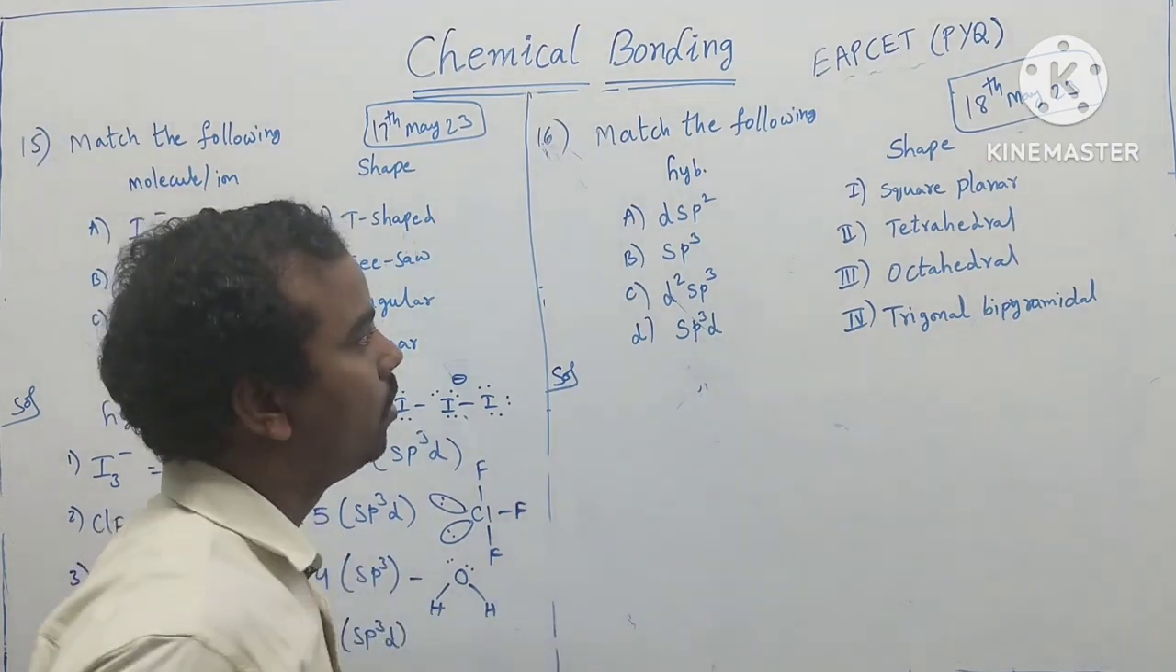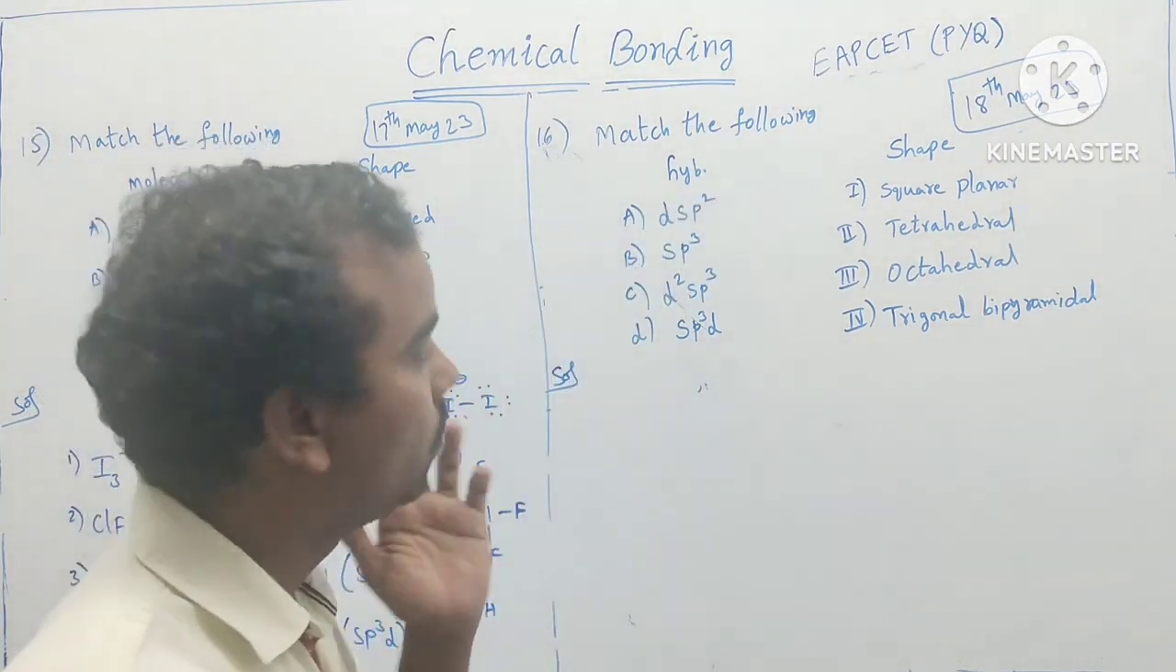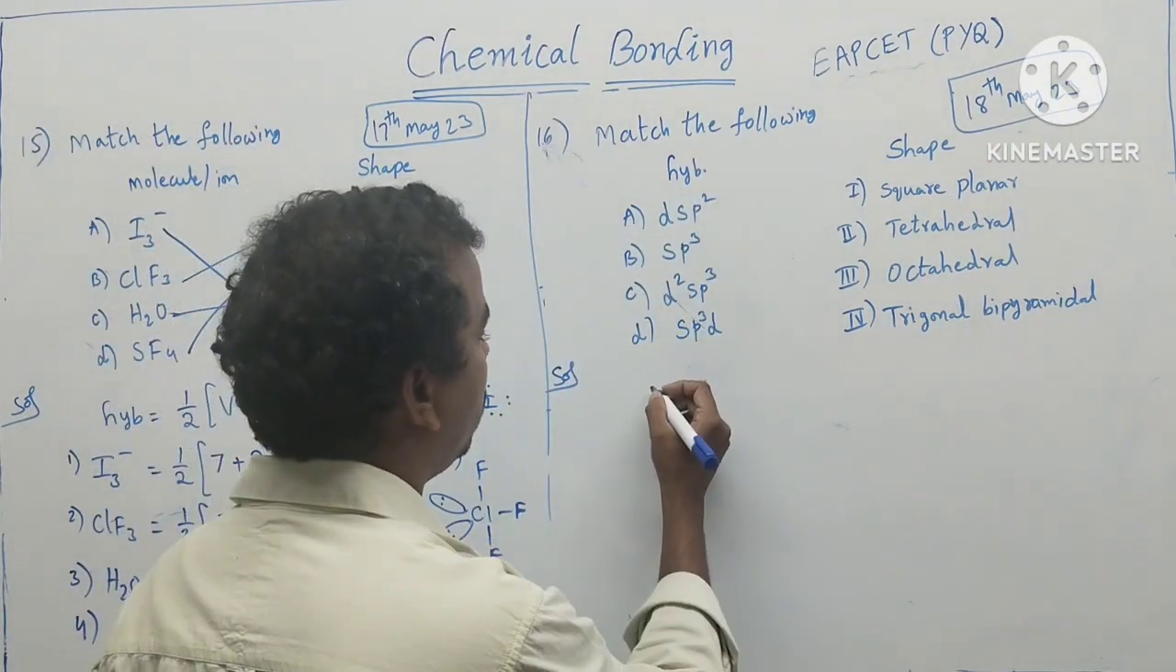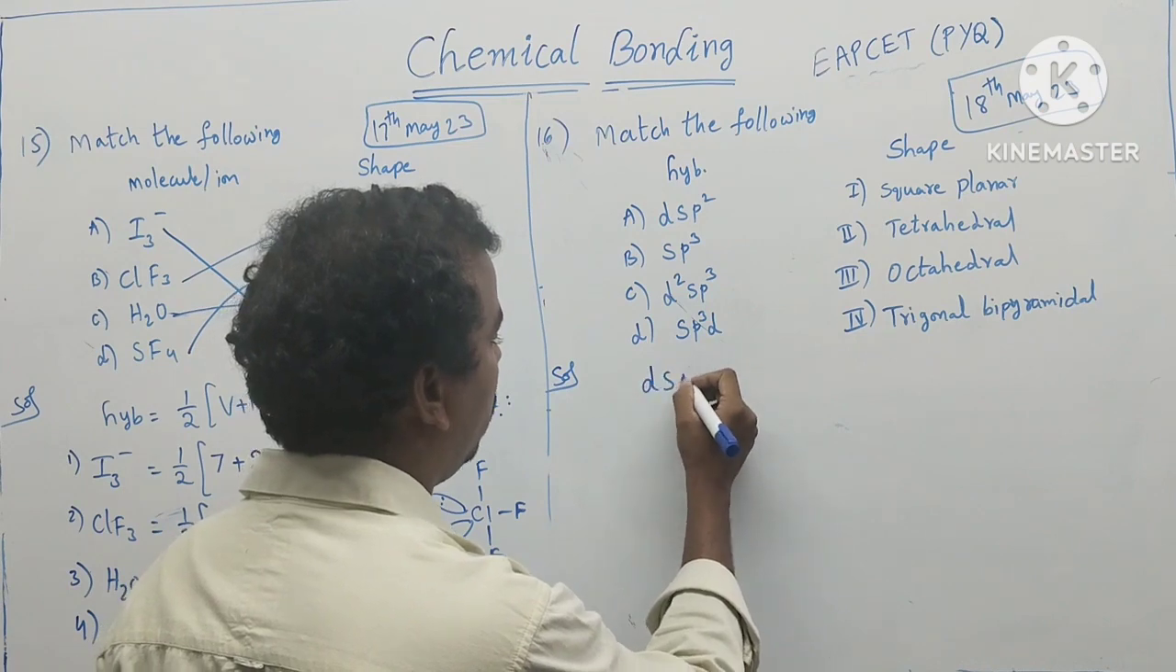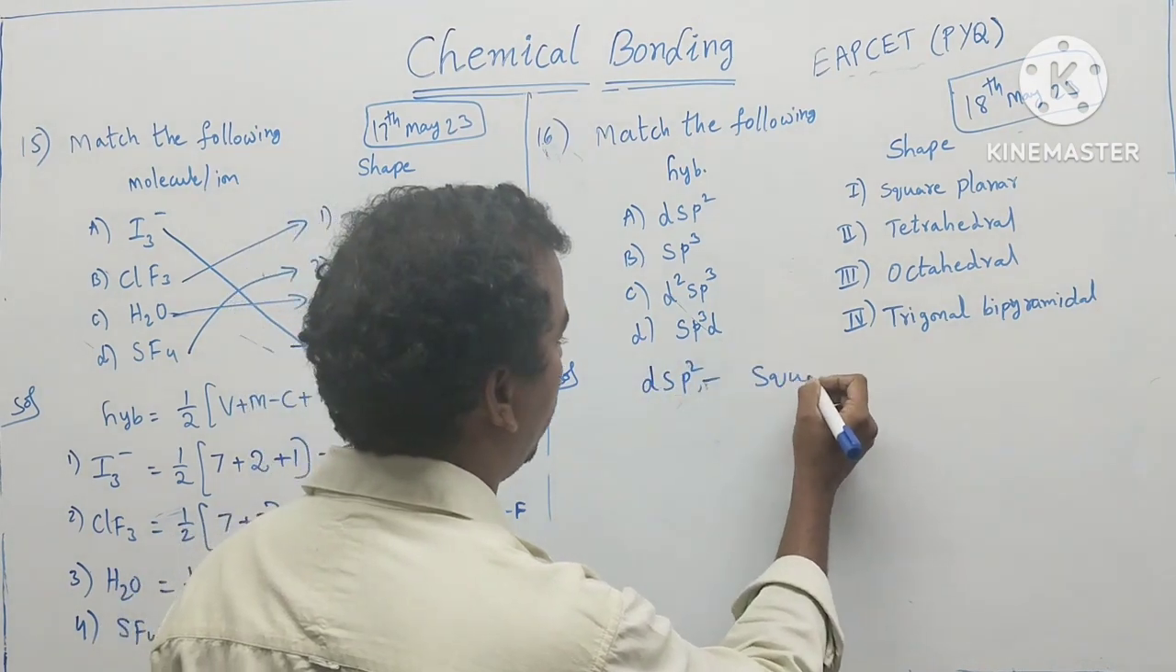So next question, match the following: dsp2, sp3. dsp2 hybridization means square planar.